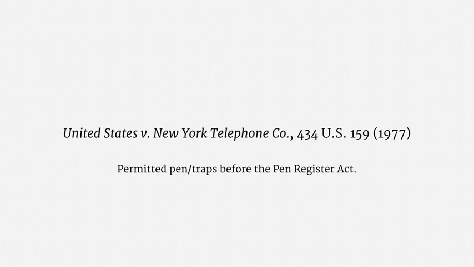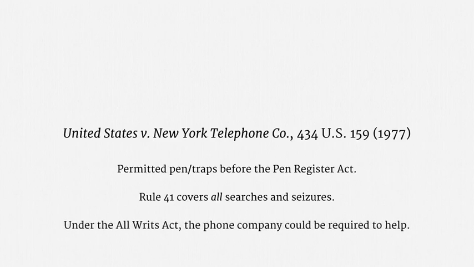When we looked at hacking warrants, I briefly mentioned the United States against New York Telephone case. In that opinion, the Supreme Court permitted pen traps before the Pen Register Act was enacted. The court reasoned that Federal Rule of Criminal Procedure 41, the rule on warrants, covers all searches and seizures. It's very flexible. The Supreme Court also held that under the All Writs Act, the phone company could be required to help. So, there's a clear example of the government invoking the All Writs Act to compel assistance for electronic surveillance.